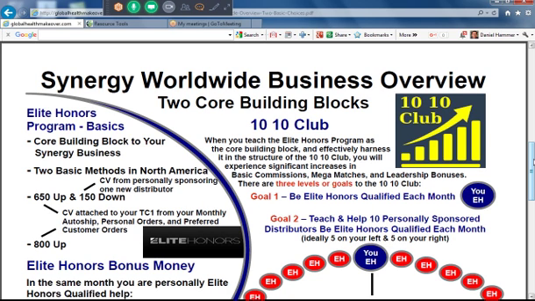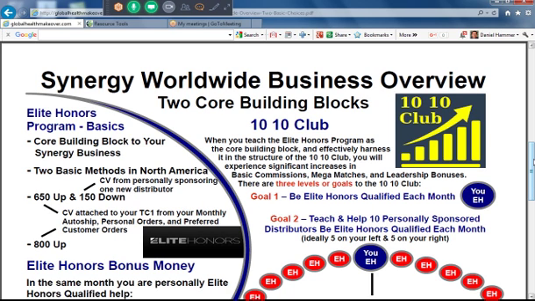Because Synergy Worldwide operates in 28 different global markets with 28 different monetary systems, they assign to every product or product combination a commissionable value, so that whether it's bought here in the United States, in Canada, Japan, South Korea, wherever it might be bought, that product or product combination has a certain commissionable volume attached to it.